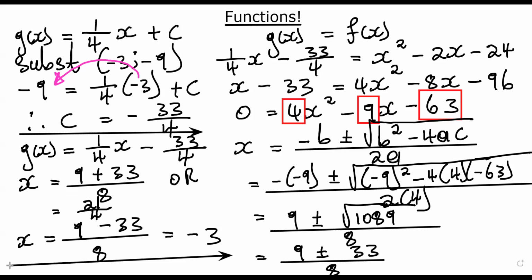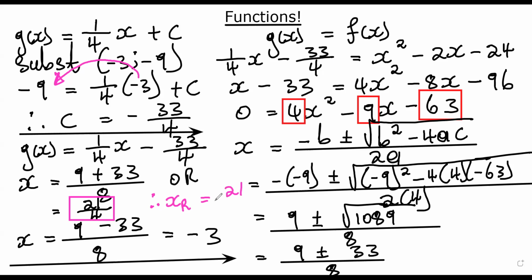And you can see that this is correct because negative 3 is the x-coordinate of the point K. But now the x-coordinate they're looking for is the one of 21 over 4. So you'll conclude and say, therefore, the x-coordinate of the point R is just going to be 21 over 4.